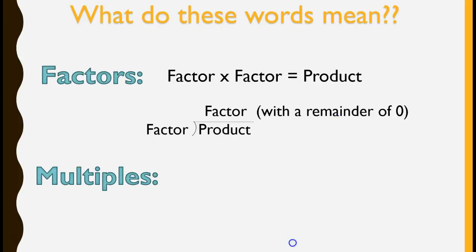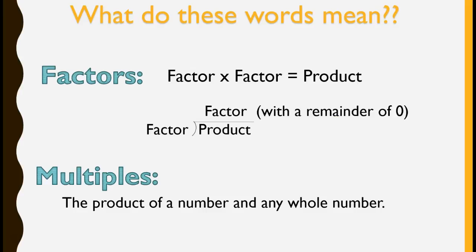Now let's look at multiples. Multiples are the product of a number and any whole number. Let's look at the number 6 again. What are multiples of 6? That's when you just start multiplying and doing skip counting: 6 times 1, 6 times 2. If you counted by 6, then you would get all the multiples of 6. So these two would be considered multiples of 6.